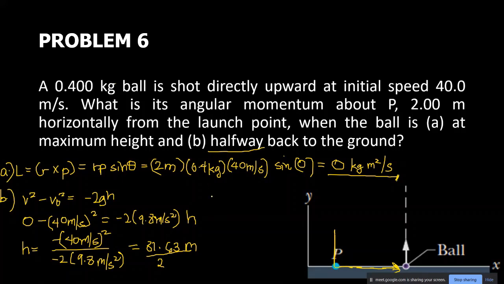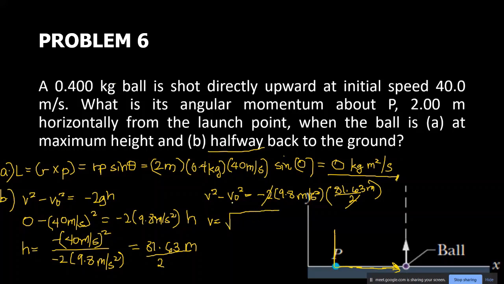So we find the velocity. We set up another kinematic equation: v squared minus v0 squared equals negative 2 times 9.8 times 81.63 meters over 2. As you can see, it will cancel. We are looking for v. So v is the square root, and we know that the initial is also 0, so the negative will cancel out. So that is the square root of 9.8 times 81.36.